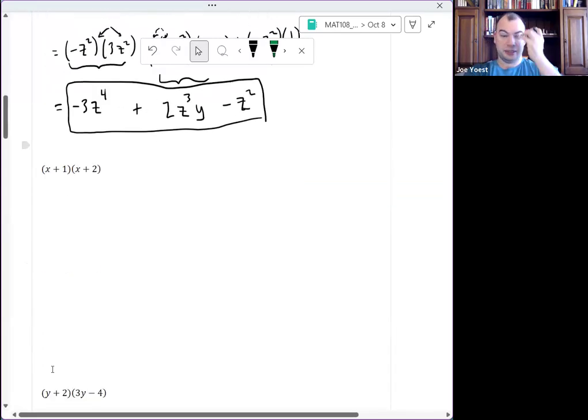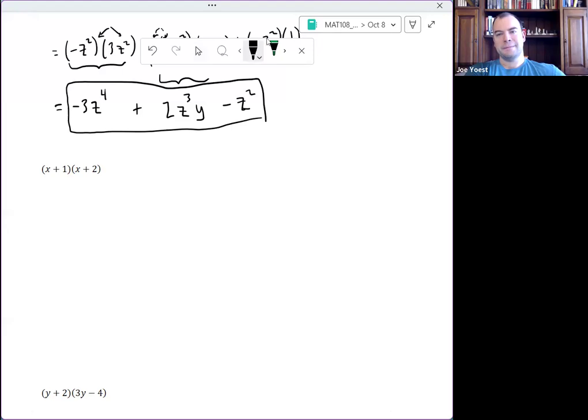Okay, so what if I have something like this? If I have a binomial times a binomial, there's kind of two approaches here. The first is just to do what we kind of did before. We'll treat this binomial x plus 1 in front as basically one entity. It's just some parentheses, something, and we'll distribute it to the other parentheses.